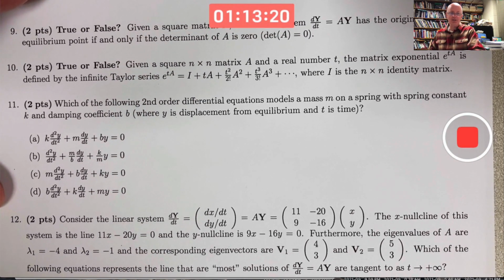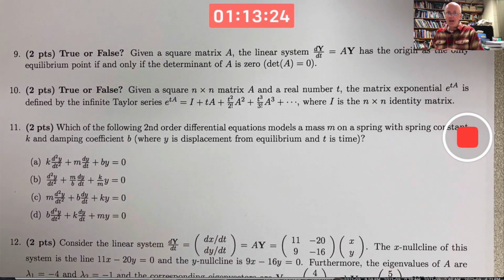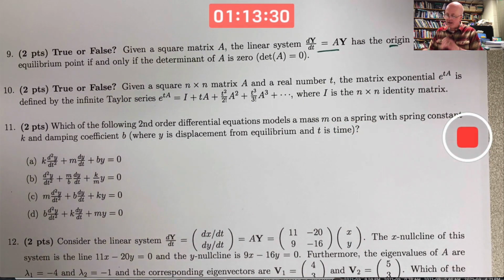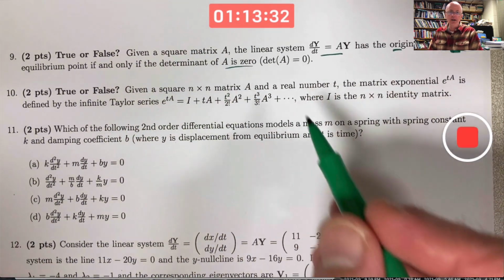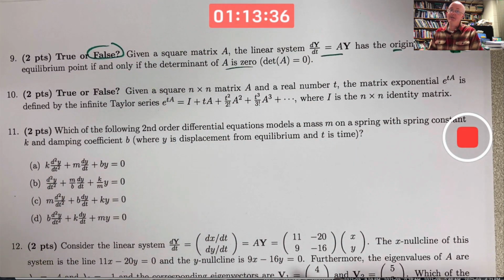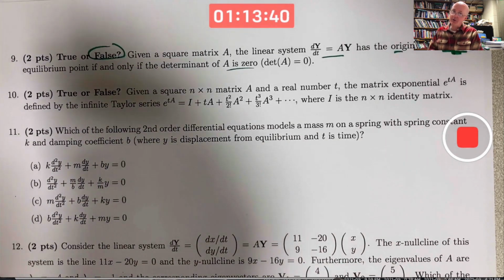Last page, true, false, and multiple choice. We can go pretty quick, I think. Number 9, given a square matrix A, the linear system dy/dt equals Ay has the origin as the only equilibrium point if and only if the determinant is 0. That is definitely false. It's if and only if the determinant is non-zero. If I had non-zero, then it would be true.